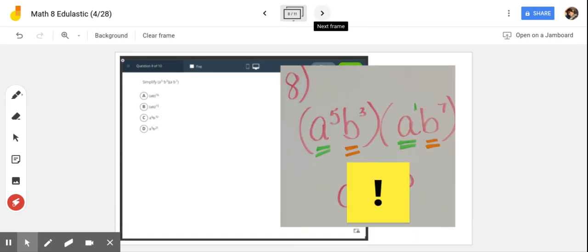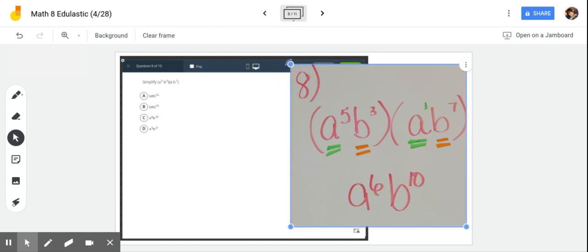Number 8, we have multiplying terms with exponents. I identified the like terms with the colors underneath. So I'm going to multiply a to the fifth times a to the first. Remember, when there's no exponent, you put that one in there. So I have a to the fifth times a to the first, 5 plus 1 gives me a to the sixth. Now I have b to the third times b to the seventh, and it gives me b to the 10th. Okay, this is one of the easier problems, but all of the problems are using the same exact rules.